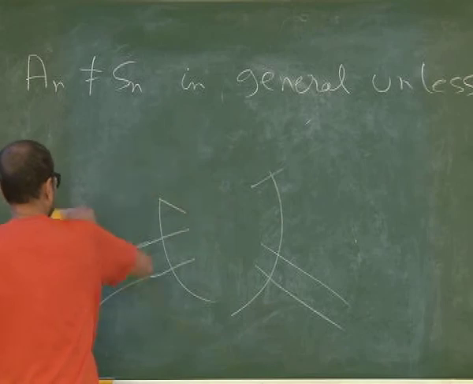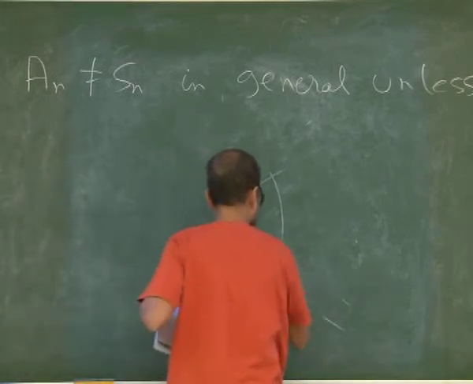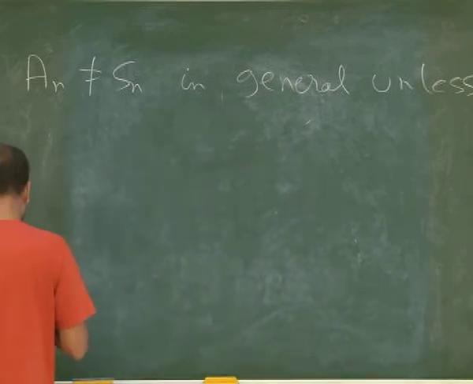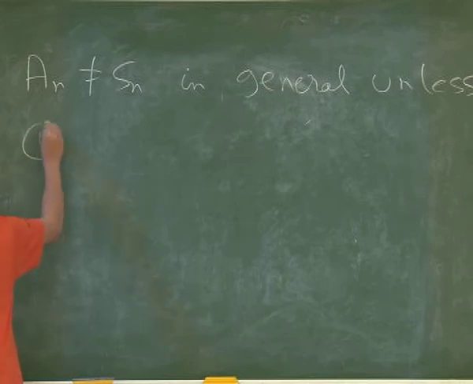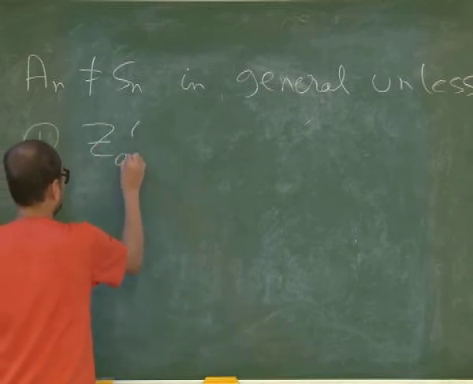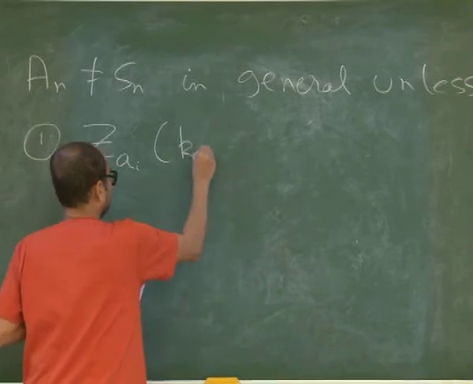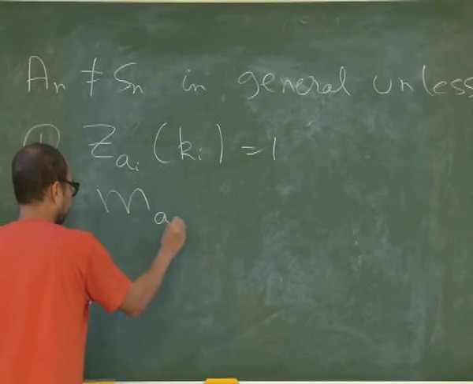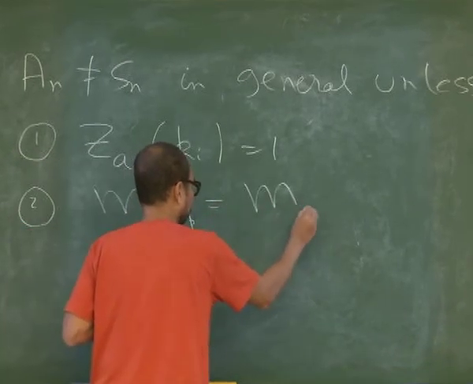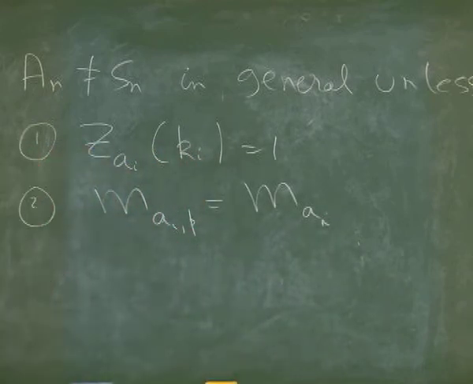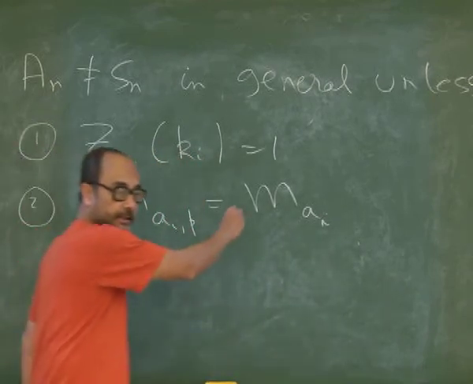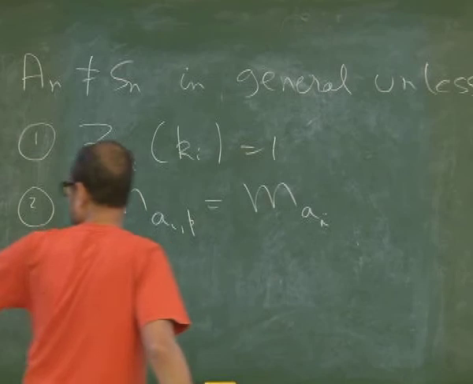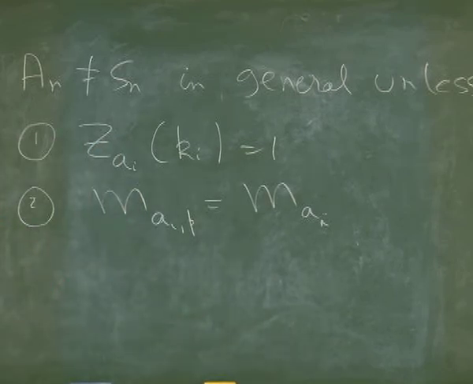So A_n is not equal to S_n in general, unless we have two conditions satisfied. First is that the Z factor has to be 1, and second, m_ai' is equal to m_ai. The renormalized physical mass should be equal to the tree-level mass. Under these conditions, of course, A_n and S_n are the same, as you can see.